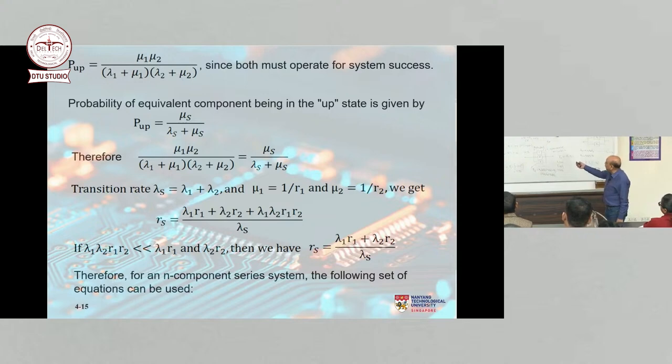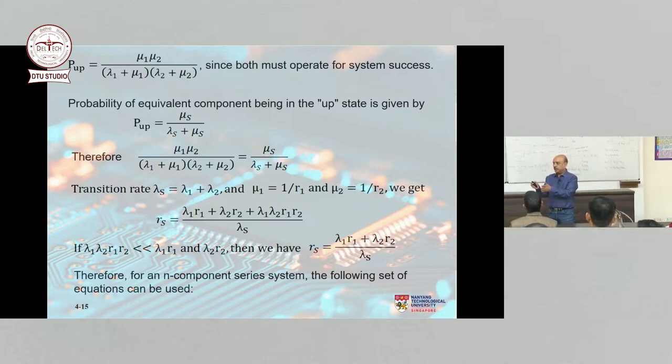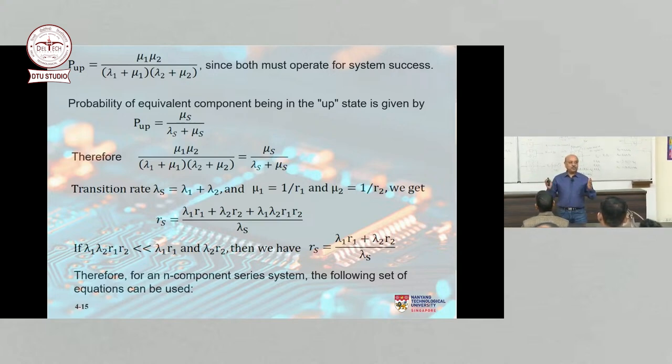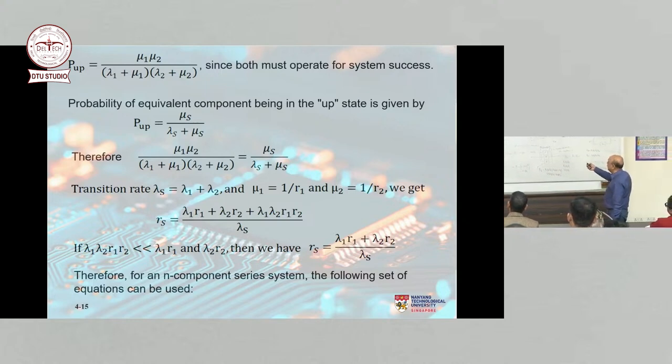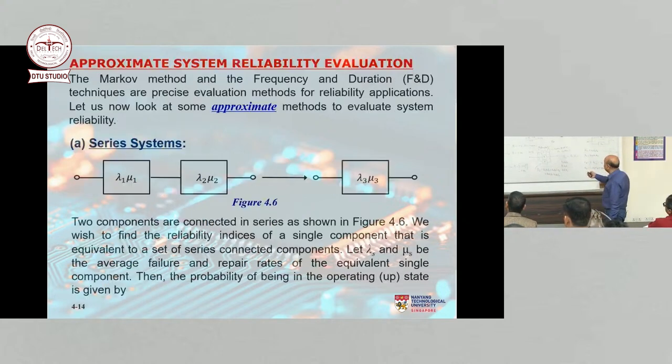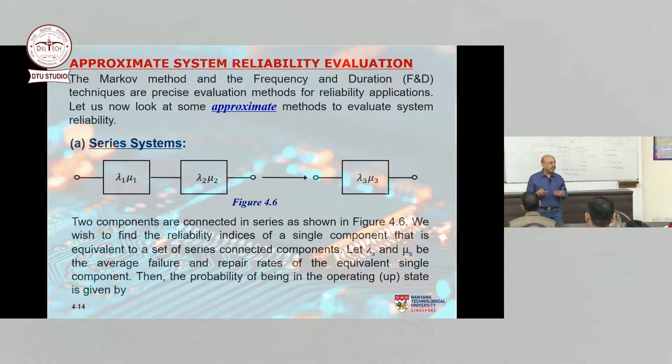So this is what it is: mu 1 over lambda 1 plus mu 1 multiplied by mu 2 over lambda 2 plus mu 2. Probability of component 1 up multiplied by probability of component 2 up. Independent events. You may recall from day 1, probability of A and B is equal to probability of A multiplied by probability of B, if they are independent, right? If they are dependent, it's different. Okay, so this is what we have as the probability of being in the up state. Now on the right hand side, if I want to take this equivalent component, then what is the probability of this equivalent component being in the up state?